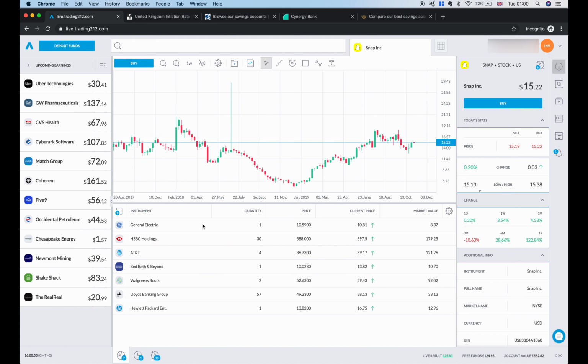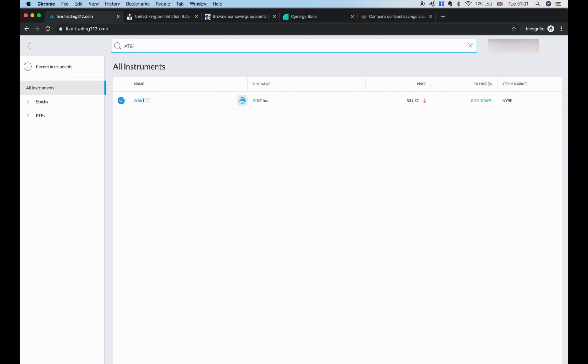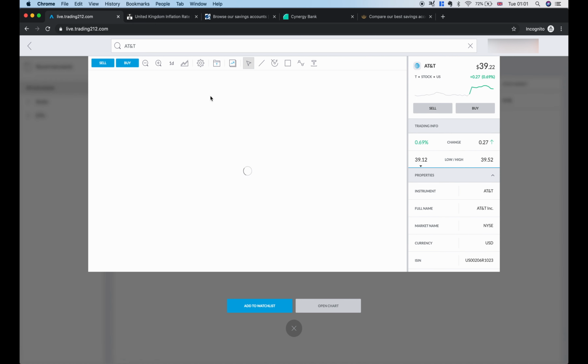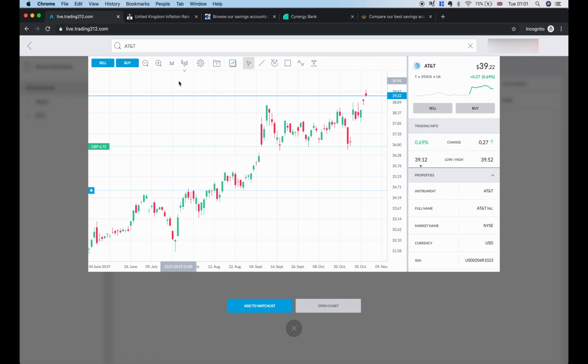So I actually want to zoom in a little bit more into AT&T and just examine why I bought at the price I did. So let's just make everything look a little bit prettier. And we can see I've added another alert, again at the $36.7 mark. So let's just take a look at what happened.